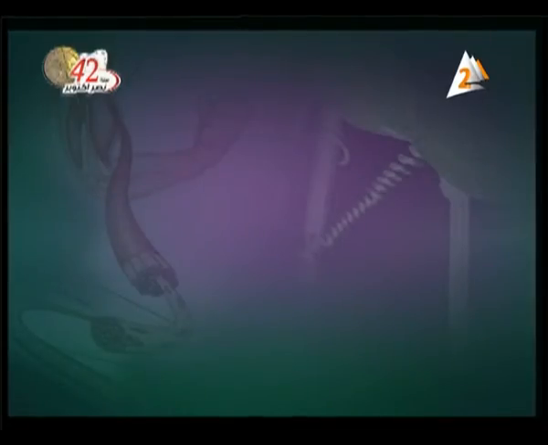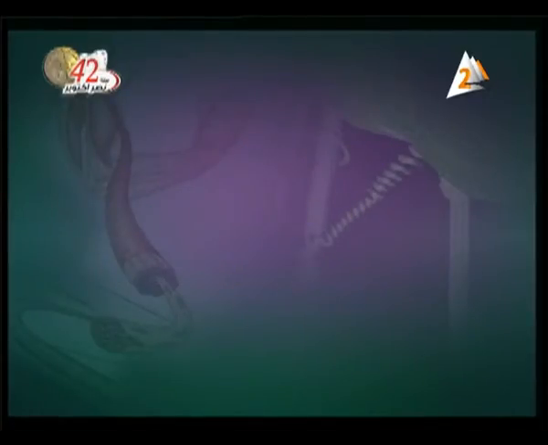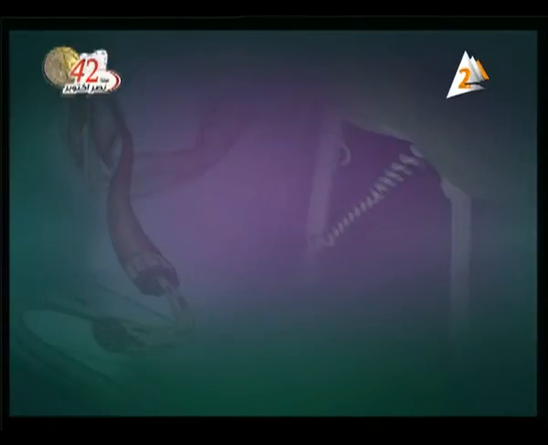Next, movement in man depends on the nervous system. Why do you think, my dear student, movement in man depends on the nervous system? Excellent, because the nervous system gives orders to the muscles to contract and relax.